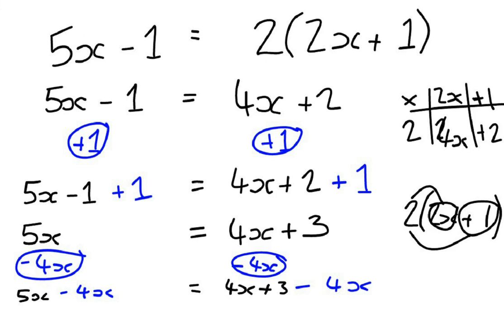Okay, just to finish off then, 5x take away 4x just leaves me with 1x, but we don't write the 1, we just write x. That's on the left hand side, and on the right hand side we've got 4x plus 3 take away 4x. Well, the minus 4x gets rid of this 4x, so we're just left with 3. So x equals 3 is our final answer on that.